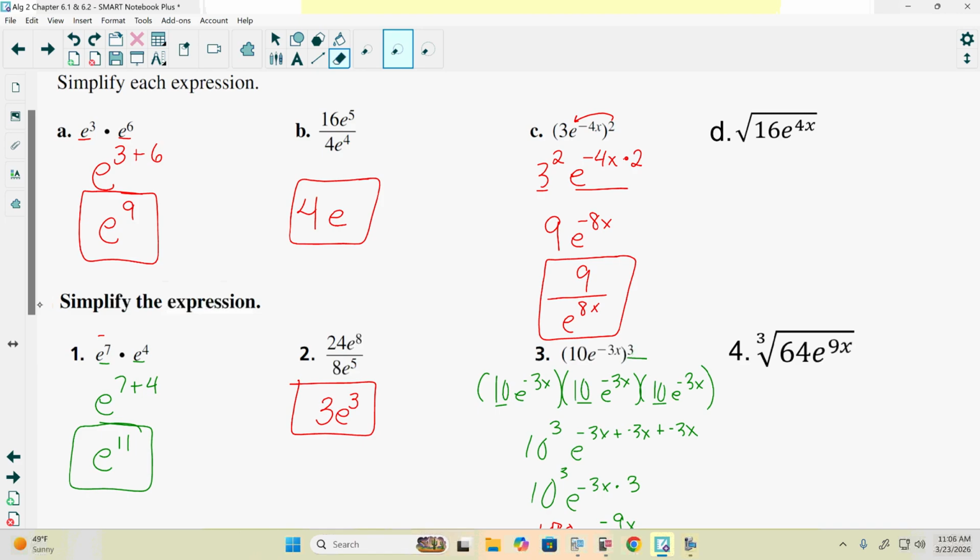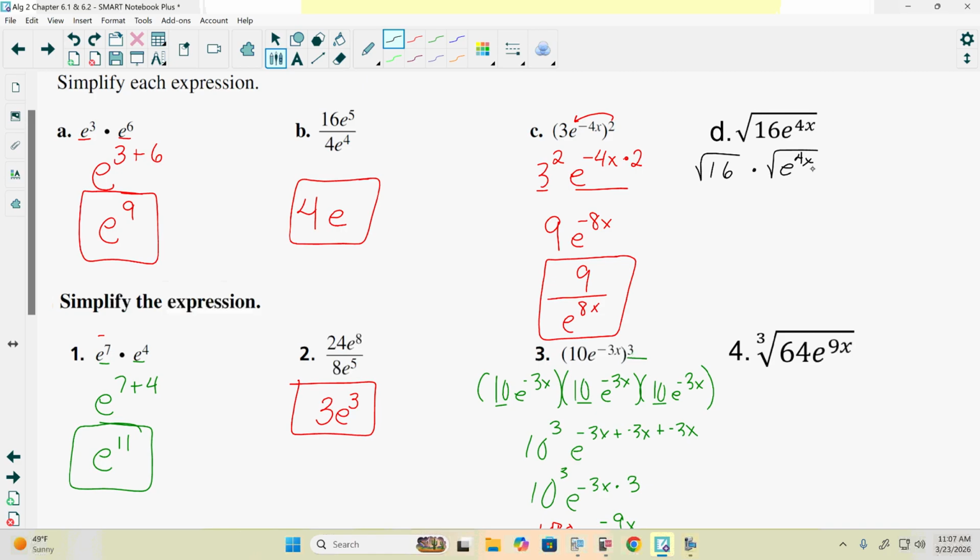Letter D, square root of 16 e to the 4x. We're going to break this into two parts: our square root of 16 times our square root of e to the 4x. With our radicals, our square roots, we covered this in Algebra 1 and talked about it some in geometry. Properties of radicals say if I have two or more things being multiplied inside the radical, I can rewrite it as a product of those radicals.